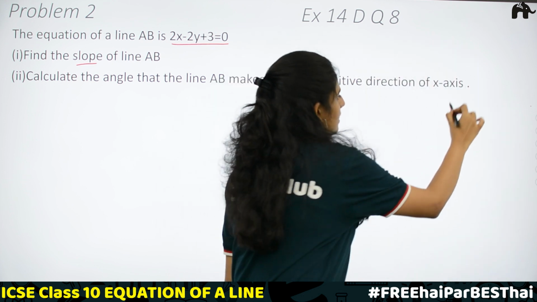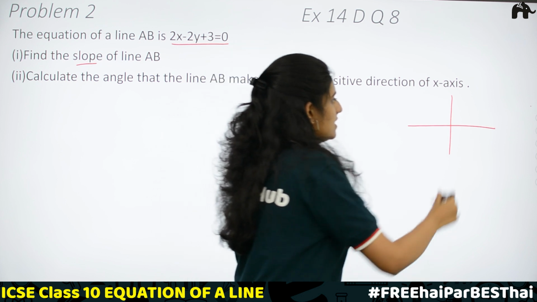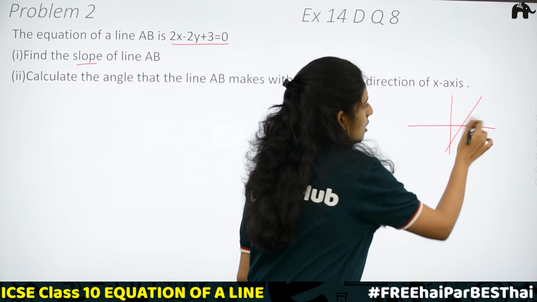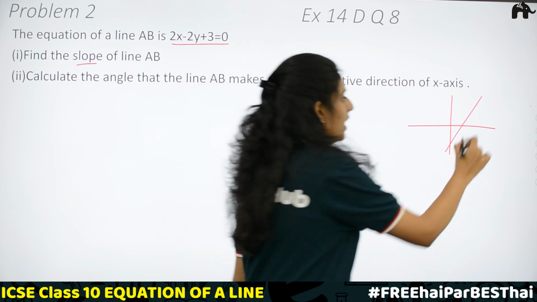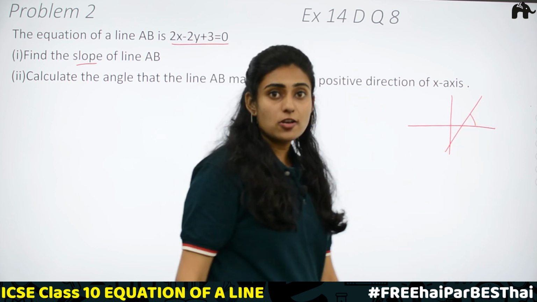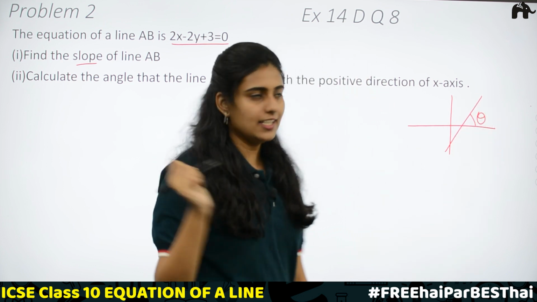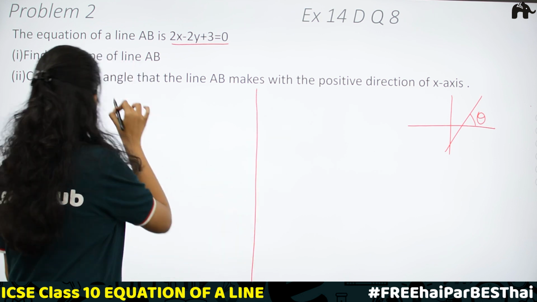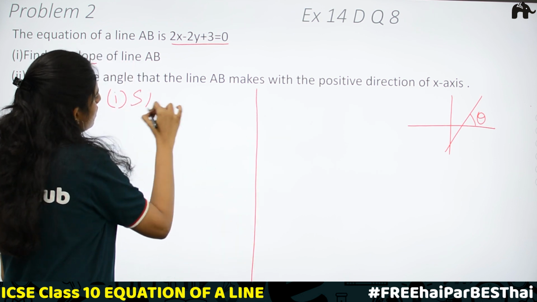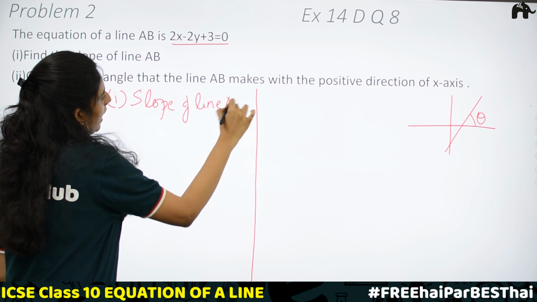Here we have the x-axis and y-axis. Let us consider this is our line. This is the positive direction of x-axis. We need to find the angle it makes with the positive direction of x-axis, which means our theta or the inclination we have to determine. So, the first part, we have to find the slope of line AB.